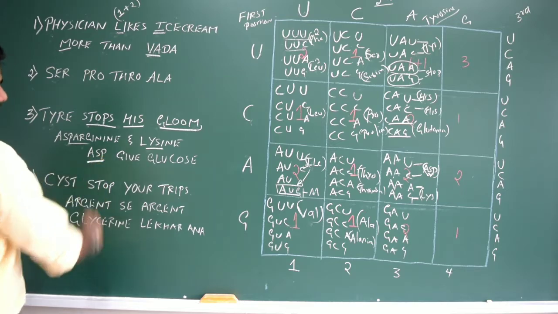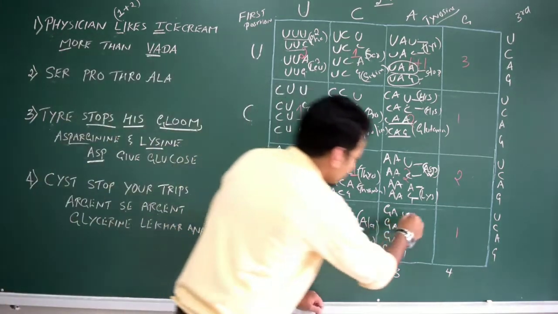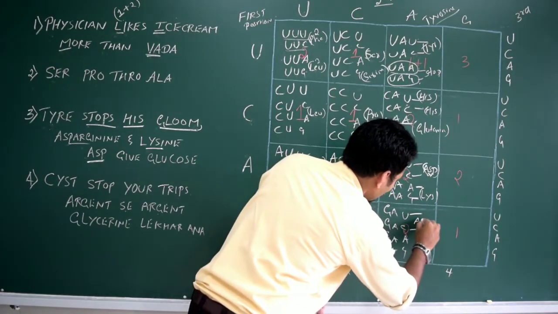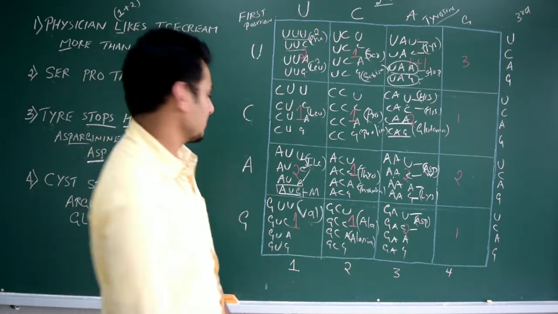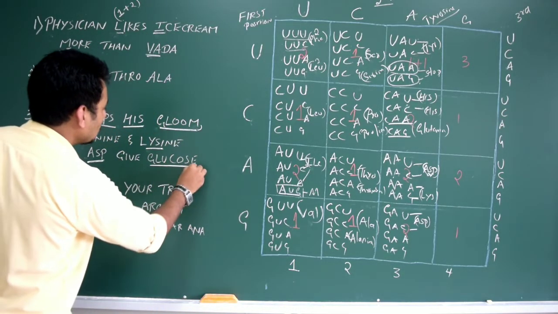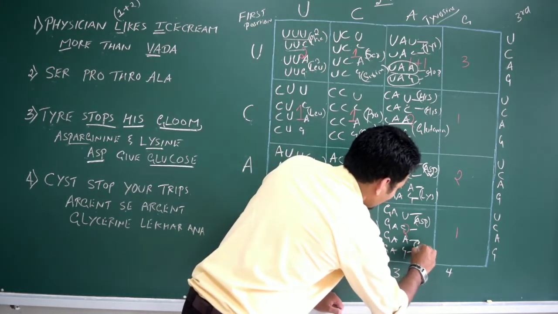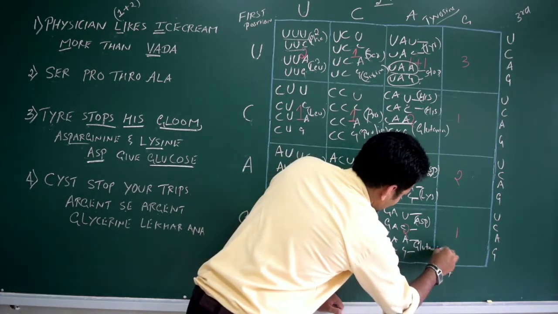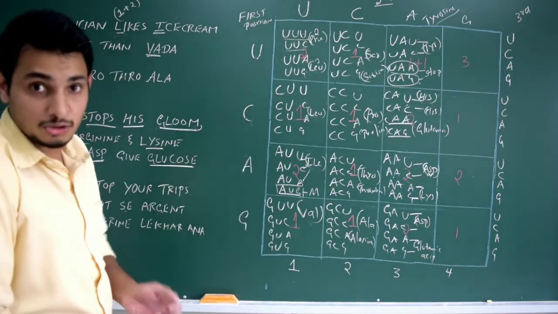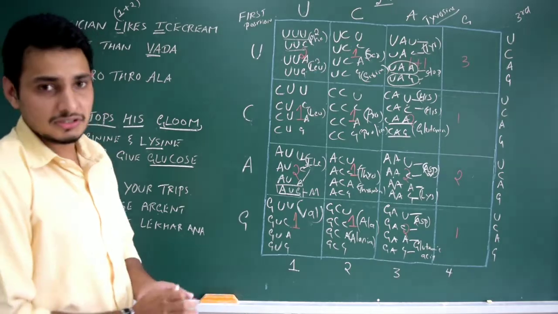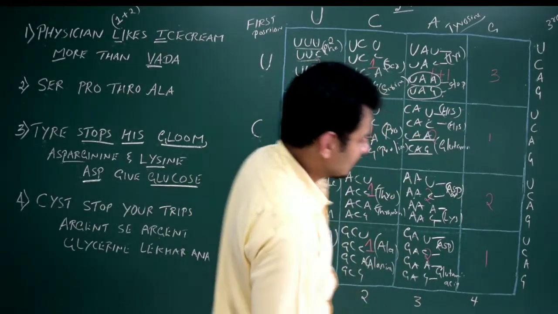Next is aspartic acid. Here the first two codons code for aspartic acid. The last one is glutamic acid, so these two will code for glutamic acid. Easy, right? It's very easy. Now, you need to practice, otherwise you will not remember this. So done. Now we will go to the fourth line.